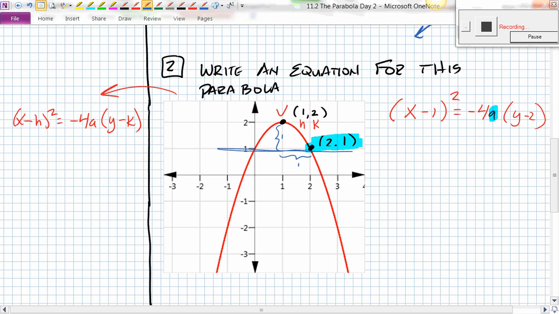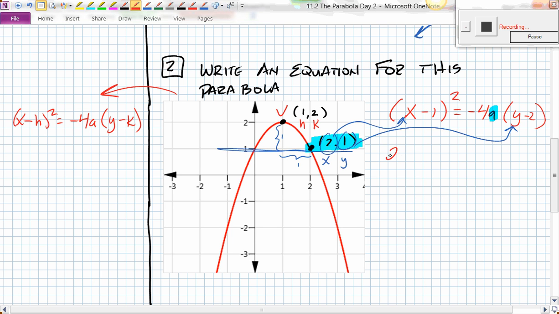What do you think? Yeah, it's exactly right. It's as simple as that. This represents the x. This represents the y. So we're going to plug those in. X value is a 2, goes right there. Y value is a 1, goes right there. And we figure out the A. You ready to do it? Yes. Okay, here we go.